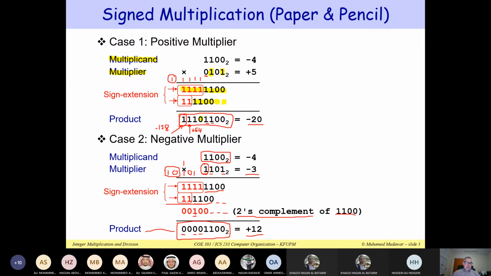If the multiplicand is negative, you get it positive. So the 2's complement will be positive, and then you extend with zeros. If the multiplicand was positive, you get a negative. The 2's complement will be negative, and once extended, it will be extended according to the sign bit, which means it will be extended with ones. Is this clear? So these were examples about how we can do signed multiplication by paper and pencil.